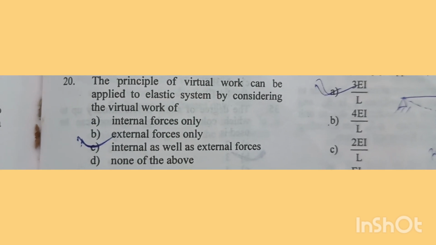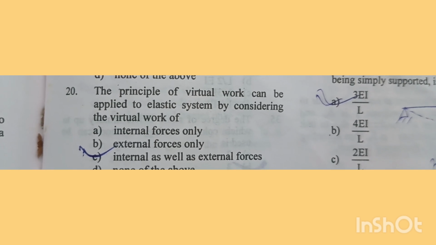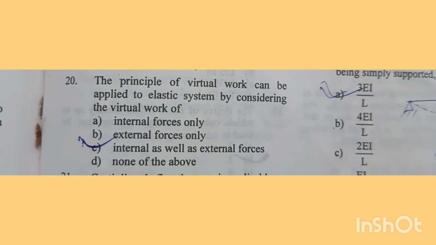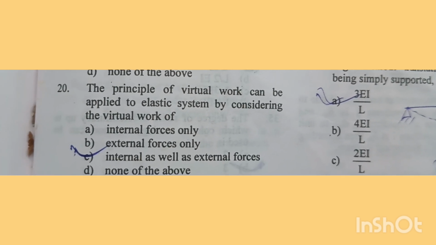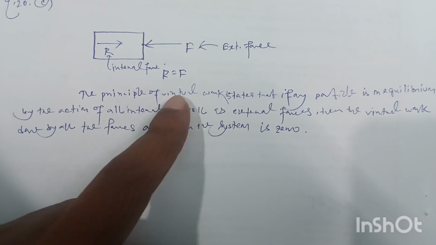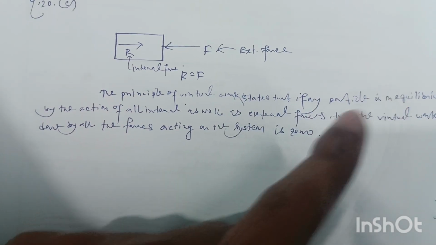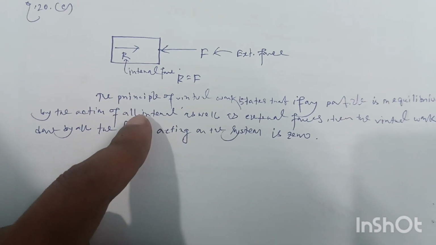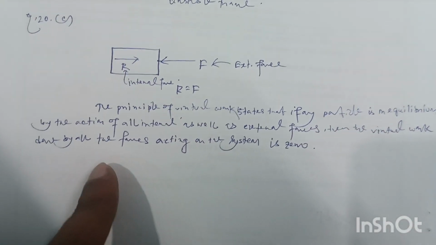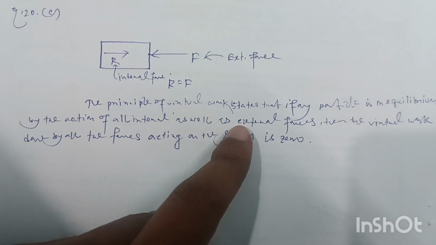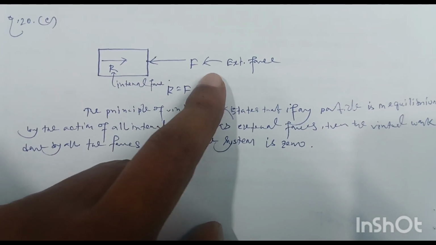Question number 20. The principle of virtual work can be applied to an elastic system by considering the virtual work of internal as well as external forces. Option C is the right answer. The principle of virtual work states that if any particle or system is in equilibrium by the action of all internal as well as external forces, then the virtual work done by all the forces acting on the system is 0. Suppose this is a body pushed by external force F.